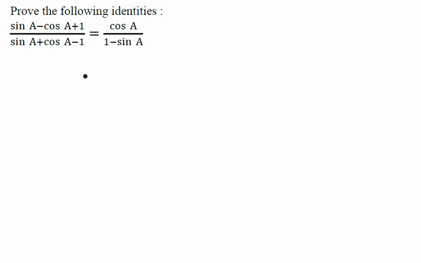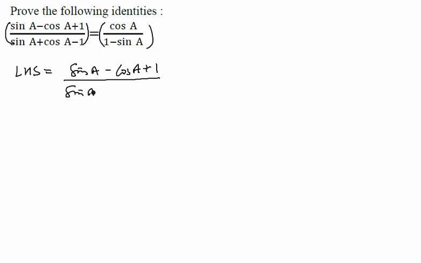Okay, so in this question we have to prove that this LHS portion, (sin a - cos a + 1) upon (sin a + cos a - 1), is equal to cos a upon 1 minus sin a. This is what we have to prove in this question. So as we do in any other question of proving, let us start with LHS. LHS is given as (sin a - cos a + 1) divided by (sin a + cos a - 1).